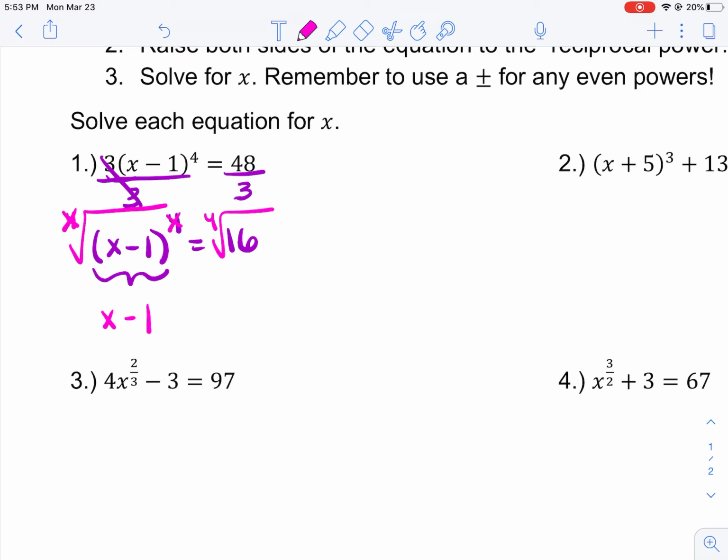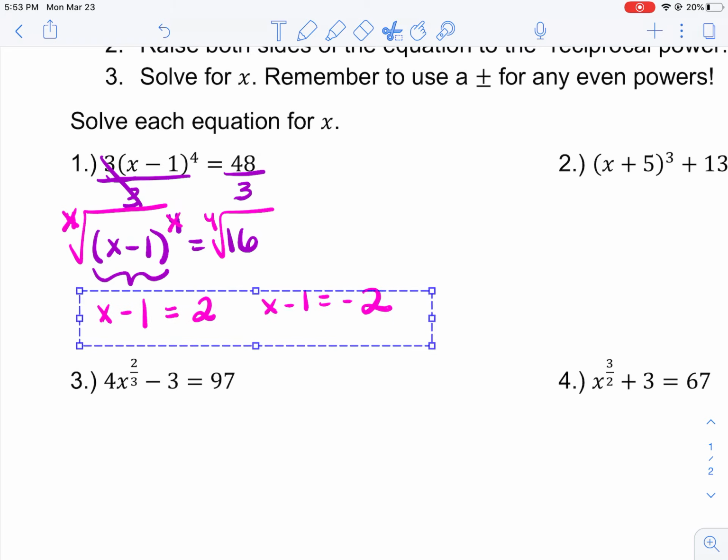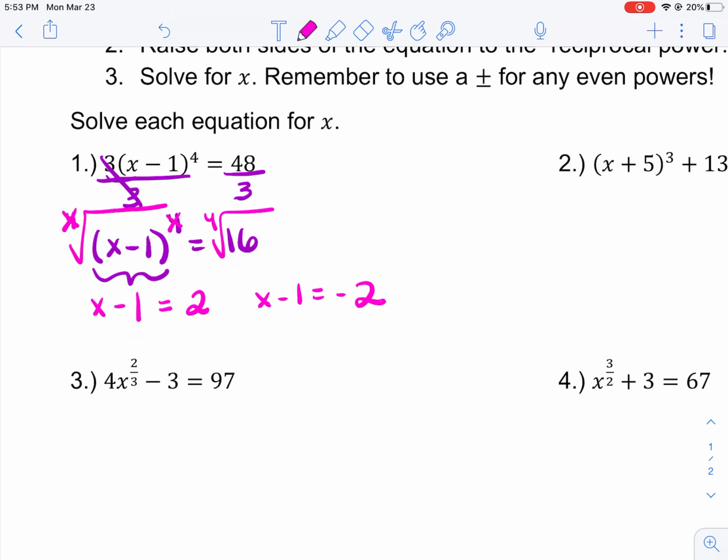Now, because I'm raising this base to the 4th power, I don't know if that base is positive 2 or negative 2. Just like if it were squared, we don't know if that base squared is positive or negative. So anytime you solve by taking an even power, you have to make sure that you consider both the positive and the negative solution. So if we add 1 here, 2 plus 1 is 3, and if we add 1 over here, negative 2 plus 1 is negative 1. And so we get x equals 3 and x equals negative 1.